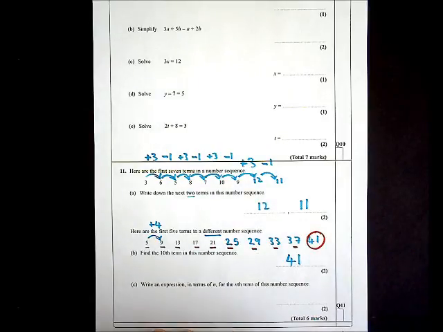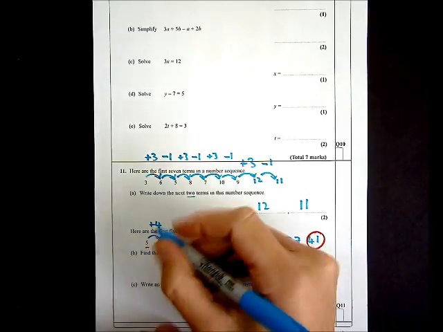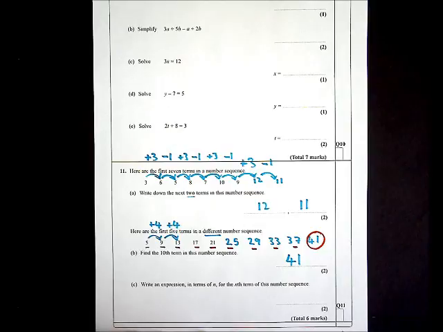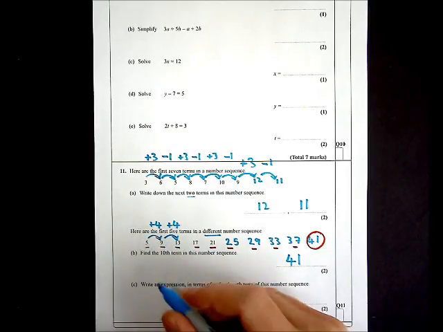I'm then asked to write an expression in terms of n for the nth term of this number sequence. Now I can see that this number sequence is going up in 4s from one term to the next, and the only thing that I know that goes up in 4s is the 4 times table.